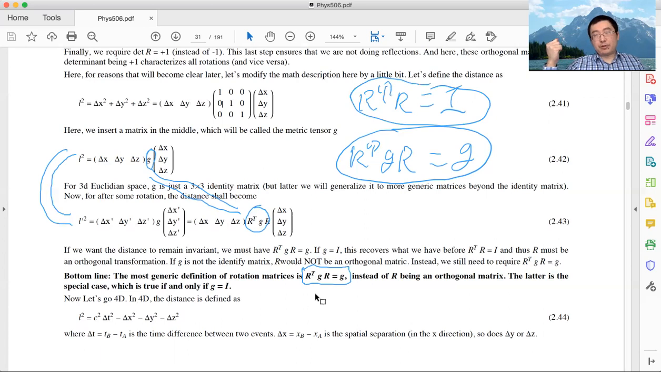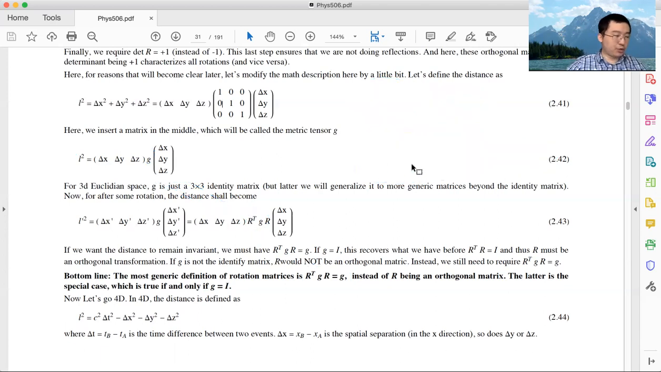But if the metric tensor is not the identity matrix, the lower formula is still right. So this lower one is a generic formula. No matter what metric tensor we have, if we want the rotation to not change the distance, we have to satisfy this. And the formula on the top, R transpose times R equals identity, the orthogonal matrix condition, only works for the special case where G is the identity matrix. So the lower one is more generic, and this one is what we are going to follow in order to generalize the rotation to 4-dimensional space. So that's a quick review of 3D.